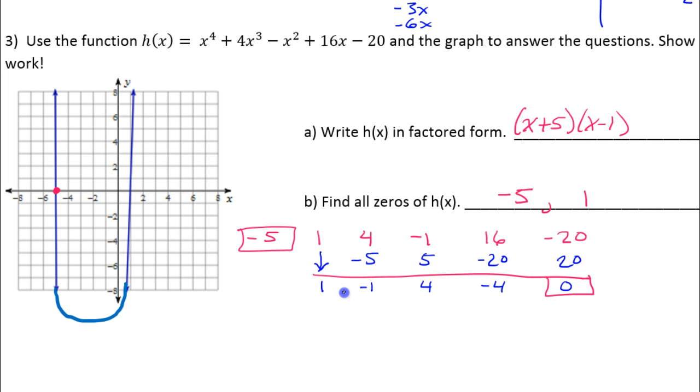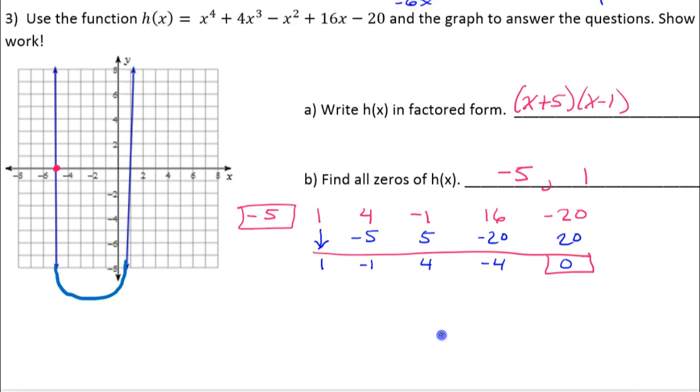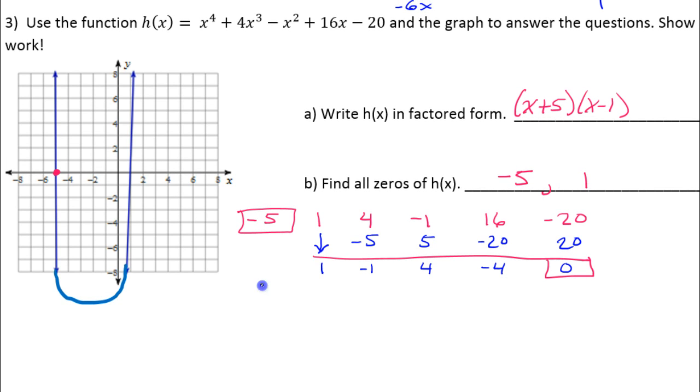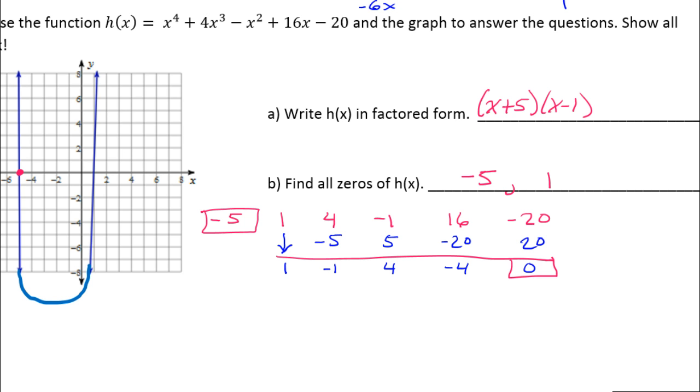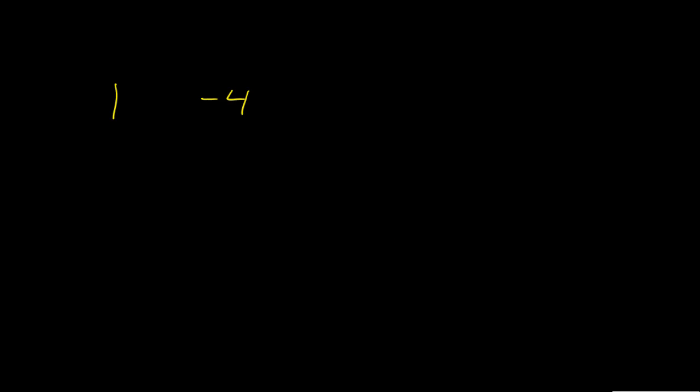Okay, at this point, I could either use my other 0 or I could do grouping. I think I'll show you both. Let's see how grouping would look. I have 1, negative 1, 4, negative 4. Let me switch over to the black screen. So I had 1, negative 1, 4, negative 4. My memory is horrible, people.